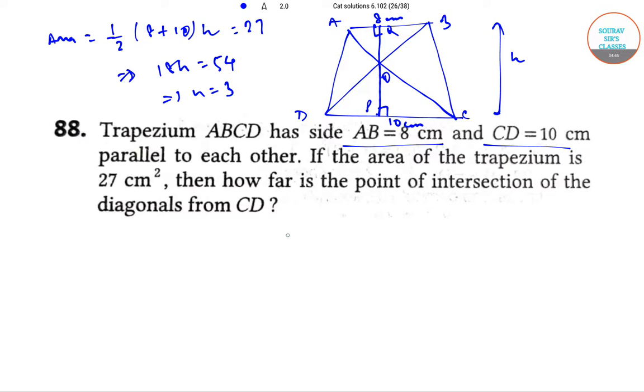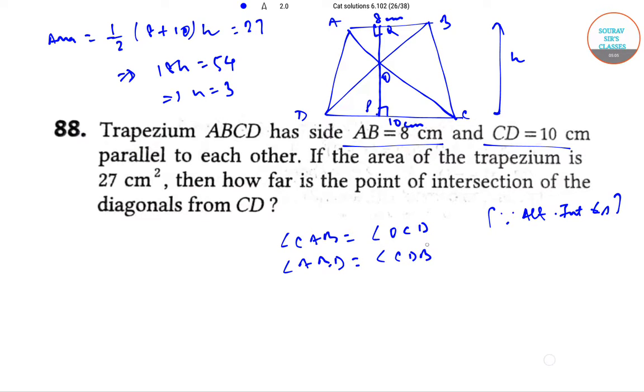Now angle CAB is equal to angle OCD, since they are alternate interior angles. Similarly, angle ABD is equal to angle CDB, since they are alternate interior angles. Therefore, triangle AOB is similar to triangle COD.